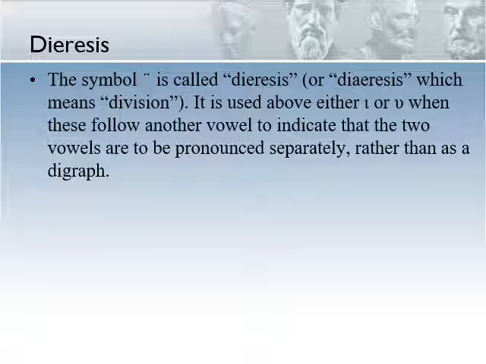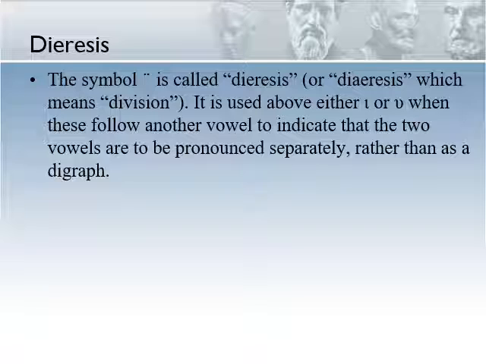Now, related to these digraphs is a feature in Greek known as diaresis. Diaresis comes from the Greek word diaresis, which means division. So almost the opposite of a digraph. In a digraph, you have two letters written together pronouncing a single sound. With diaresis, you have two vowels coming together pronouncing two separate sounds.